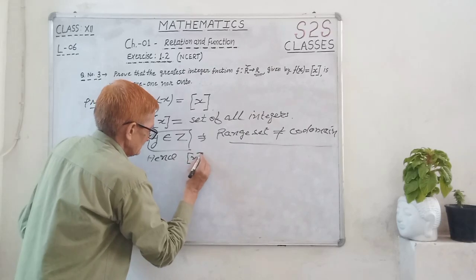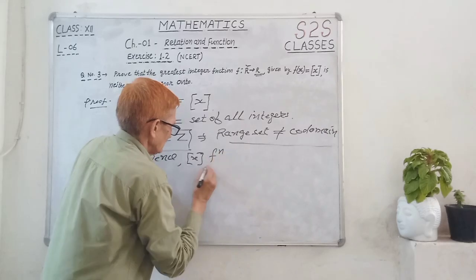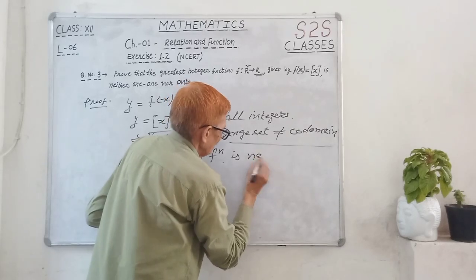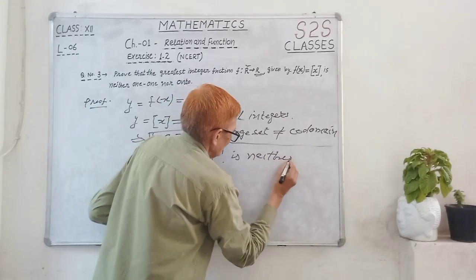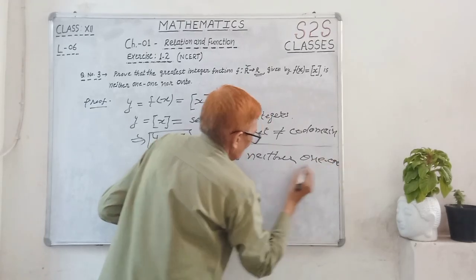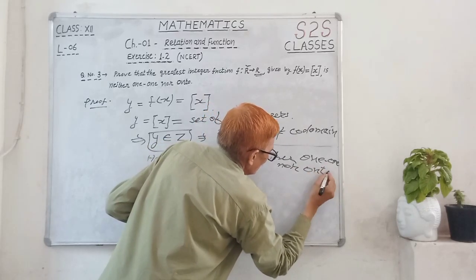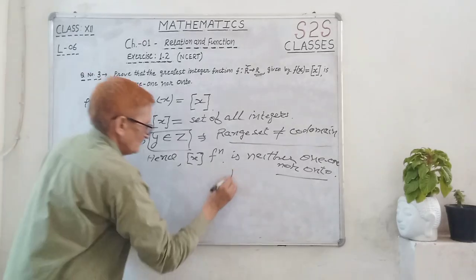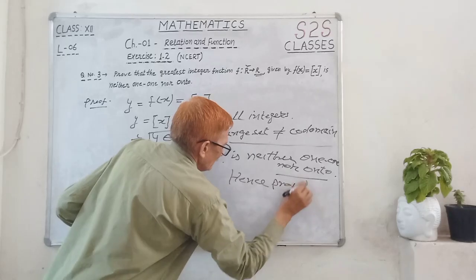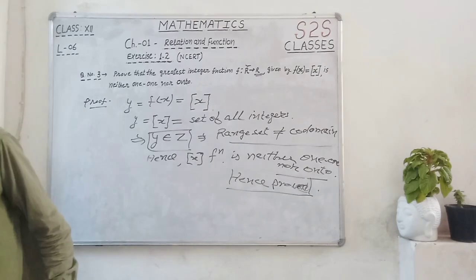Hence the greatest integer x function is neither 1/1 nor onto. Hence proved. Okay, now next question.